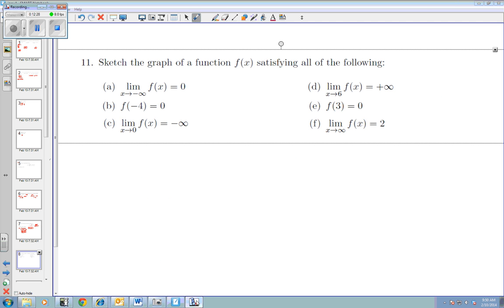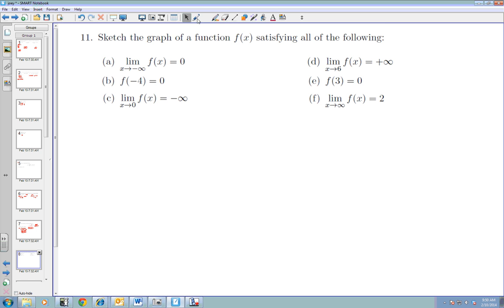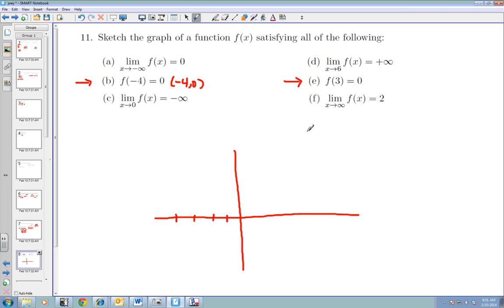Okay, number 11. Sketch a graph of a function satisfying all of the following. Here's what I do, and this is just kind of a guess and check type thing. I'm going to go ahead and draw my XY axis. First thing I always do is look at any ordered pairs that they give me. This right here is just the point -4, 0. So I know 1, 2, 3, 4. And this is also a point that they give me, 3, 0. 1, 2, 3.